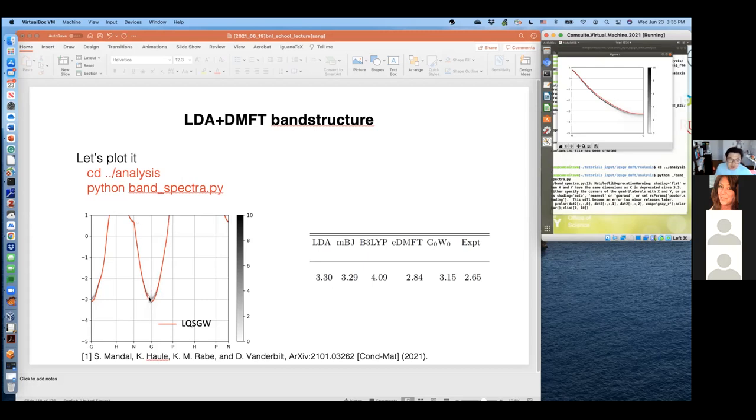As you can see here, there is a little bit of renormalization of the band. In this case, at the gamma point, the energy will be about 2.9, and within our LQSGW, this should be LQSGW.